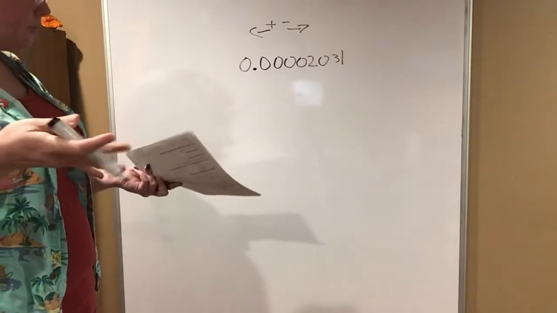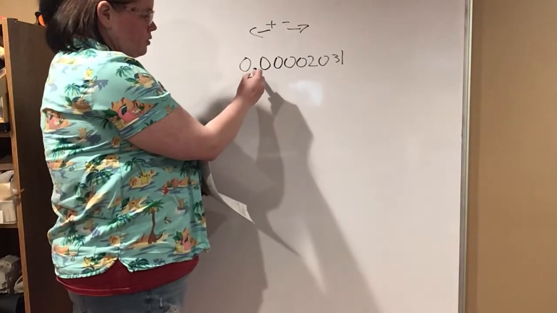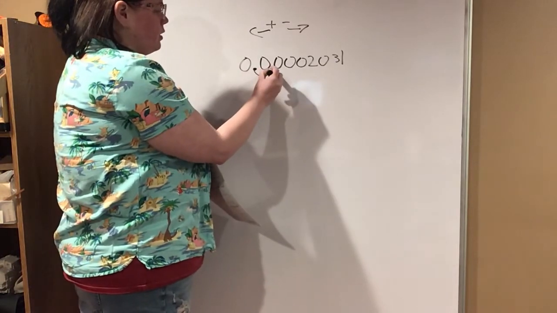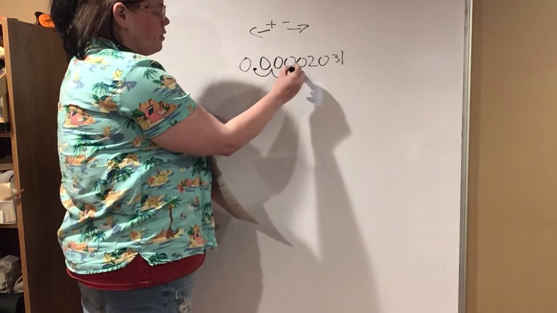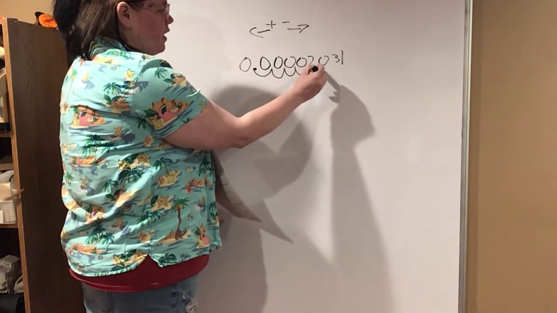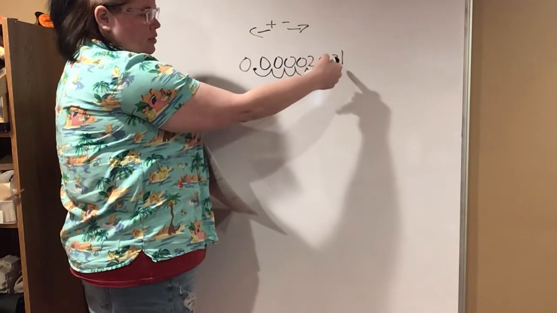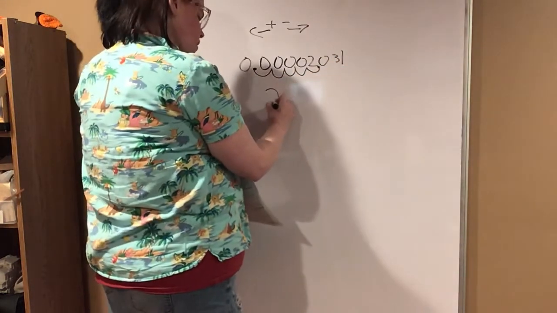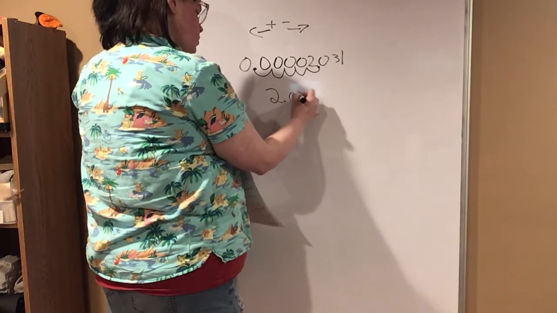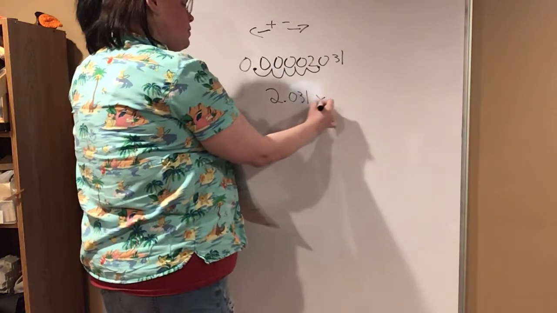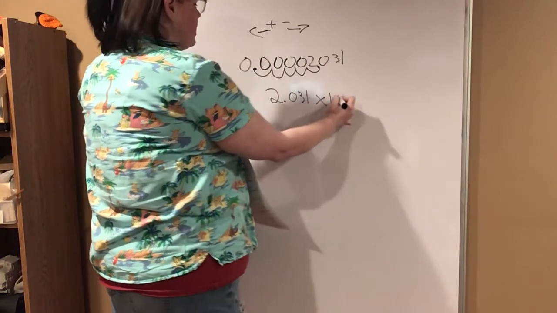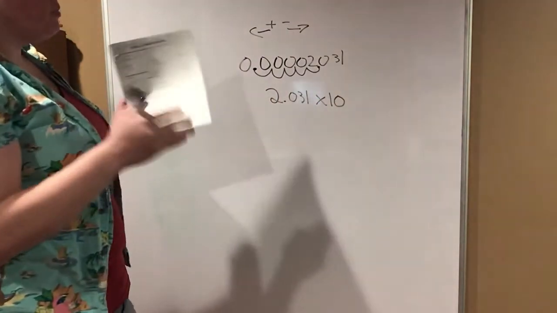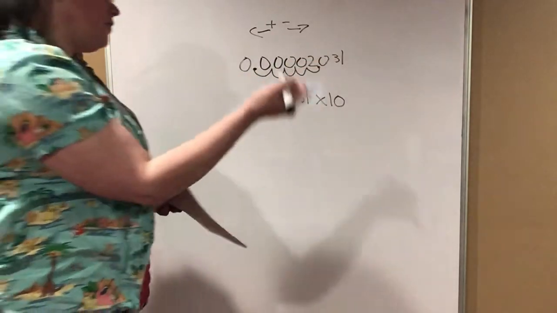So what we're going to do is take this decimal and move it until we reach a number between 1 and 10. So 1, 2, 3, 4, 5. Because 2.031 is a number between 1 and 10. So I'm going to write this down. Times, since it's scientific notation, it's always 10. And then how many spots did I move? Well, I moved 5. But since I moved this way, I moved negative 5.